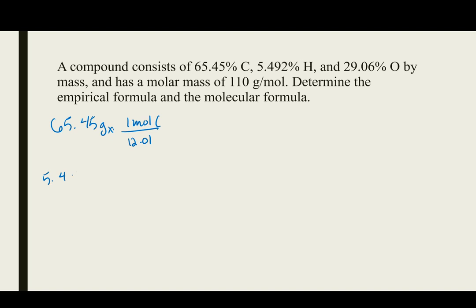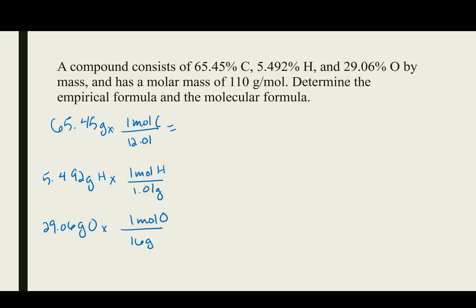So 5.492 grams of hydrogen, 1.01 grams in 1 mole of hydrogen. And then 29.06 grams oxygen times 16 grams oxygen in 1 mole of oxygen. So here I will get 5.4496.